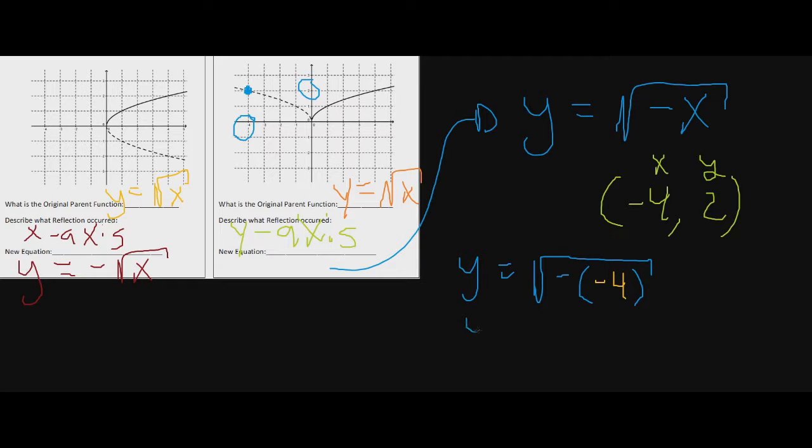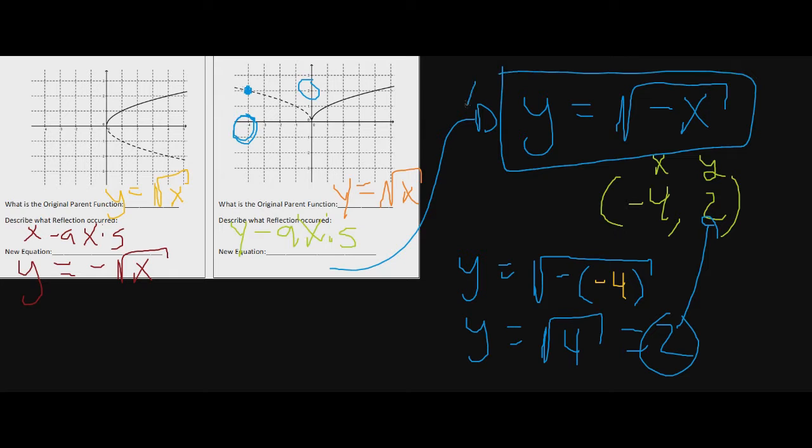Now if we look here, what's a negative times a negative? That's just a positive, so we're just going to get the square root of 4. And what's the square root of 4? That's 2. So you see, because our input was -4, the negative will cancel out here, just like we see right there. And we just get positive 4, and we get y equals 2, which matches our description, and so we know that this is the correct equation. Hopefully that helps with reflections.